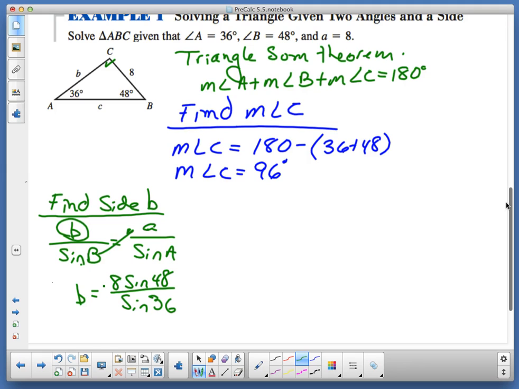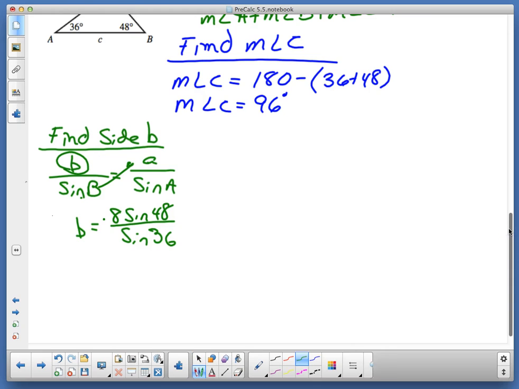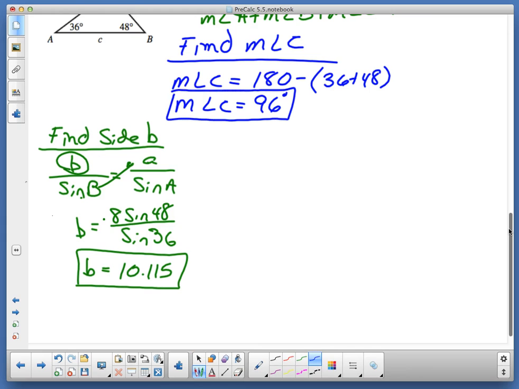Okay, so now I'm going to pop that in my calculator, and my B value, interesting, my B value is 10.115. Okay, and maybe I should get my C boxed in there too, so you guys know that I found C. Now on my other side, my find C, actually I'm going to have you guys find C.